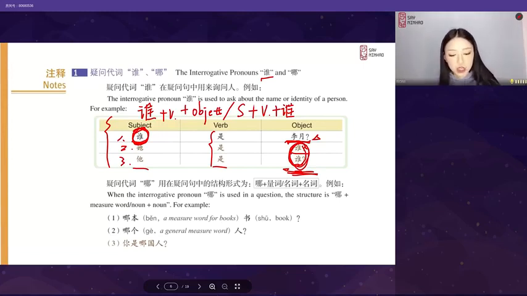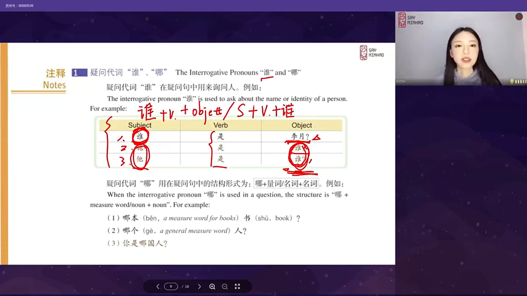Okay, this is 谁 questions. The interrogative pronoun 谁. Okay, try to make a sentence. Who are you? Who are you? Okay. The answer is 你是谁?Not 谁是你? Because we don't know the identity of you, but we know this person, right? We know this person, him or herself, but we don't know the identity of this person. That's why I put 谁 at the object part.